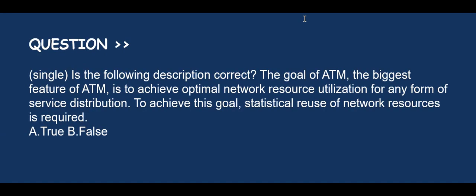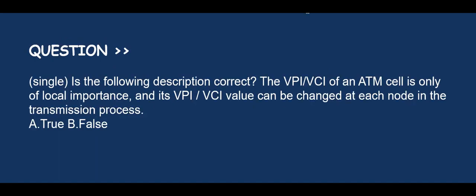Next one, is the following description correct? The goal of ATM, the biggest feature of ATM, is to achieve optimal network resource utilization for any form of service distribution. To achieve this goal, statistical reuse of network resources is required. Option A true, option B false. Option A is correct.